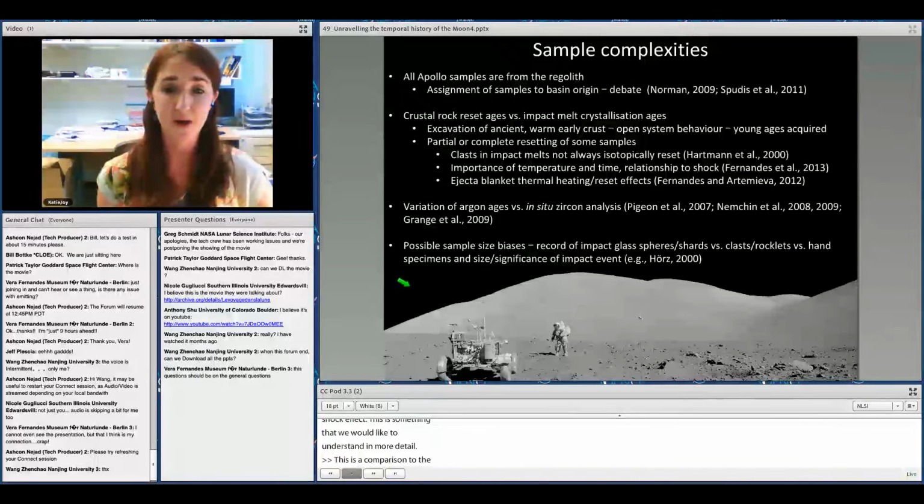So an added complexity on top of all of these as well is the actual record we're looking at when we have a hand specimen in the lab that we're analysing, and the difference in maybe biases in the collection between analysing small glass and impact spheres compared to very small clasts and rocklets from the lunar regolith, and then within lunar breccias compared to large hand specimens, and the relationship to the actual size of the impact that we're sampling and therefore to the significance of that impact event back through time.